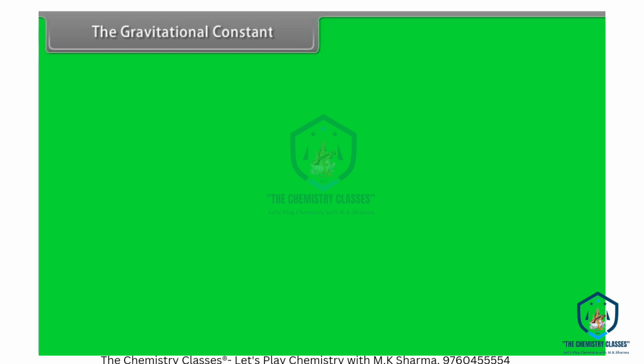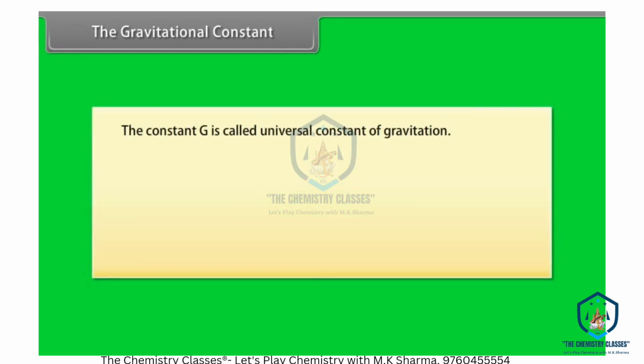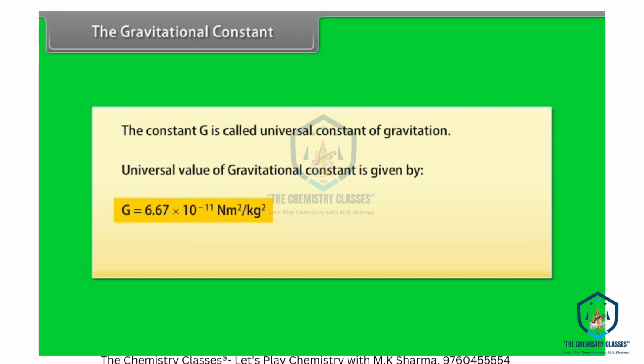The gravitational constant. The constant G is called the universal constant of gravitation. The universal value of the gravitational constant is given by G is equal to 6.67 into 10 to the power minus 11 Newton meter squared per kilogram squared. The dimensional formula of G is M to the power minus 1 L cubed T to the power minus 2.